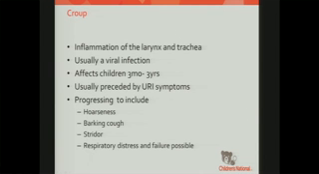So croup is an inflammation of the larynx and trachea. It's usually a viral infection. Often these kids have like 2 or 3 days of cough, cold, runny nose symptoms, plus or minus fever, and then all of a sudden they develop this barking cough. They can also just be very hoarse, and they can also have stridor.